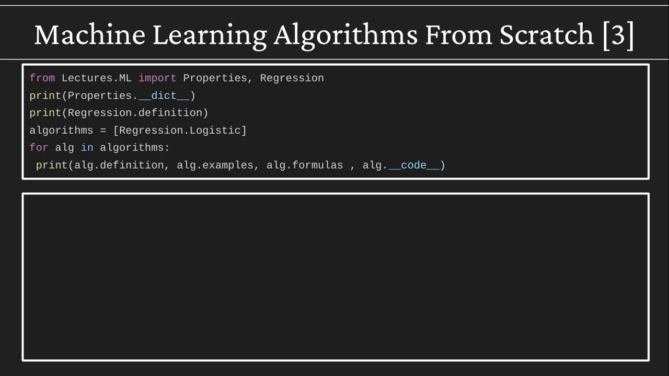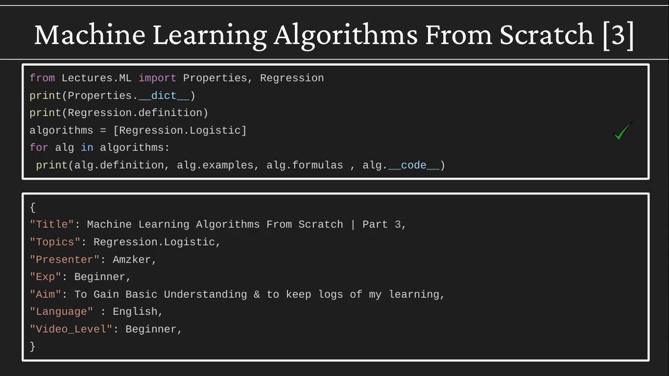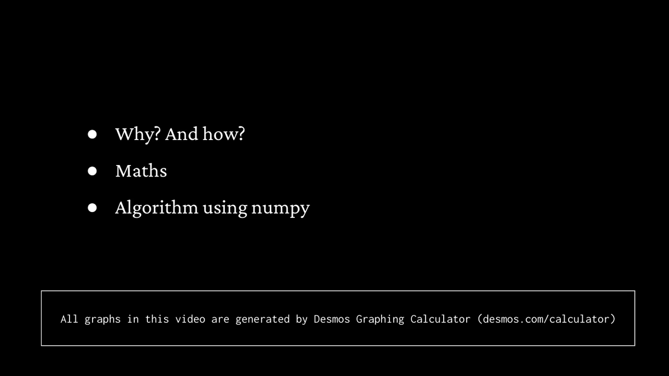Hello everyone. In this video, we are going to discuss regression for classification, or logistic regression, and the video level is going to be for the beginner. So the things we are going to discuss today are why we want to use regression for classification, how we are going to do that, what is the mathematics behind it, and the algorithm. We will create the algorithm using NumPy.